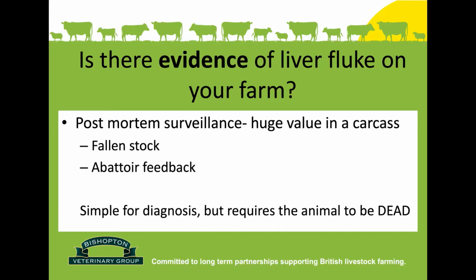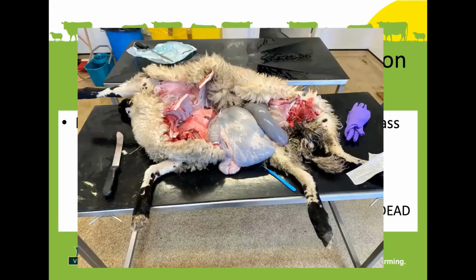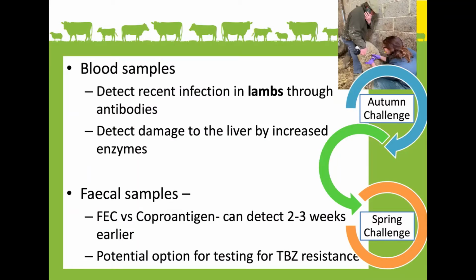So all of this post-mortem talk and abattoir talk is great, but you require the animal to be dead. So this isn't much use to anyone really, a dead lamb. So what can we do in live animals to detect this? And this is where it requires us to do some active surveillance. So this is something that we'll have to get up and do.